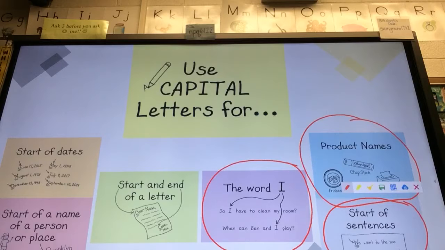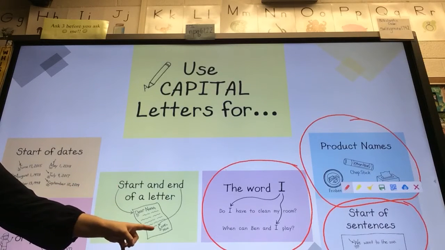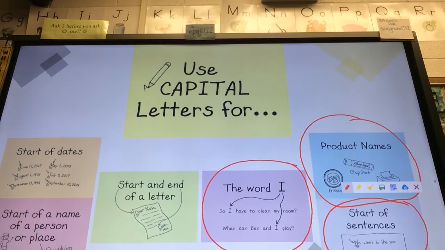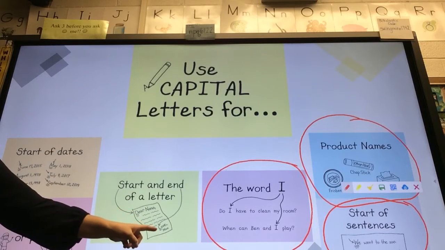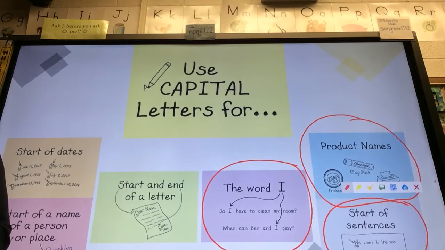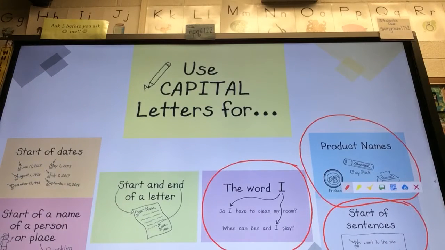At the beginning and end of a letter, when I write, Dear Ms. Whitaker, I'm going to have a capital letter for dear. And I'm also going to have a capital letter at the end of the letter when I say, from Mrs. Baker, right? Good, Annie, you're thinking. Very, very good. That's important. I don't know if we talked about that one the other day. So add that to your collection, okay?